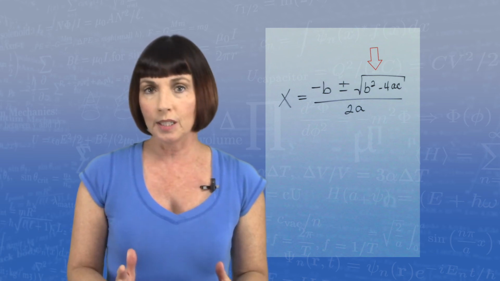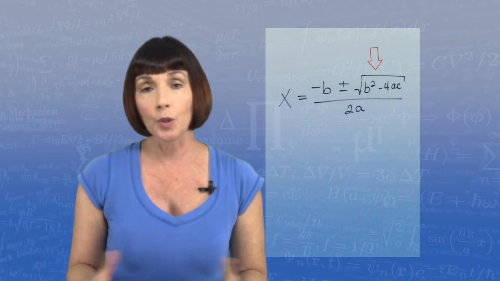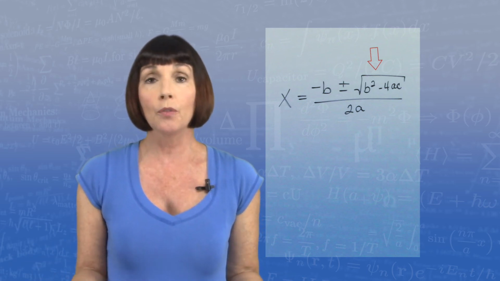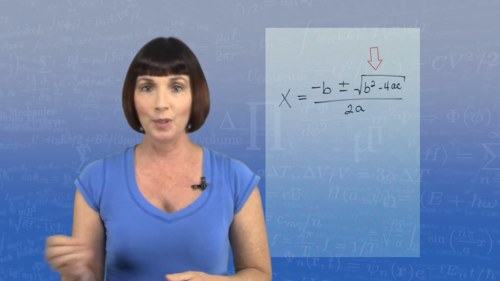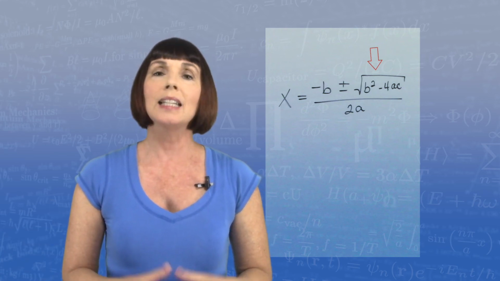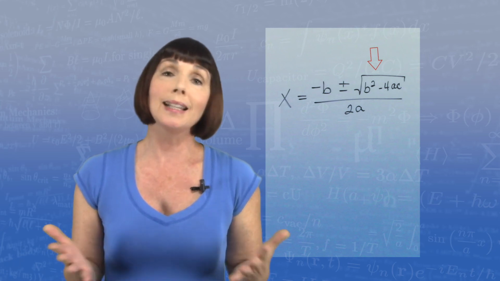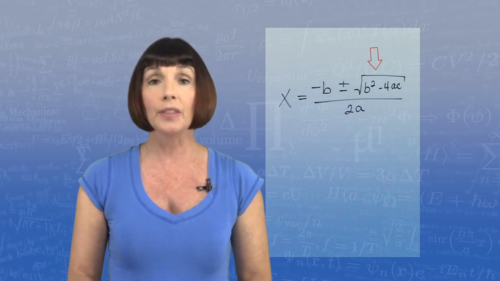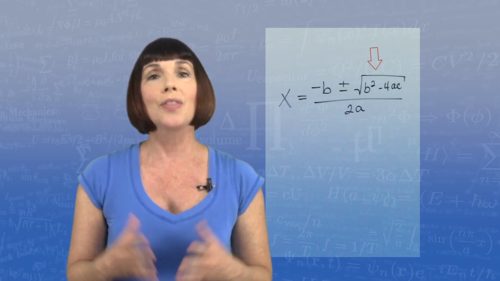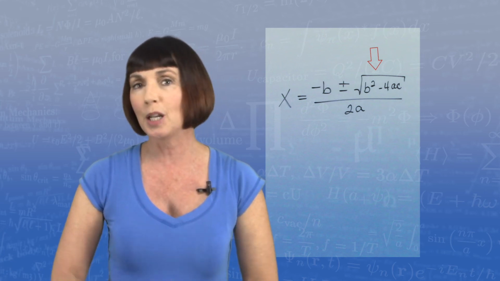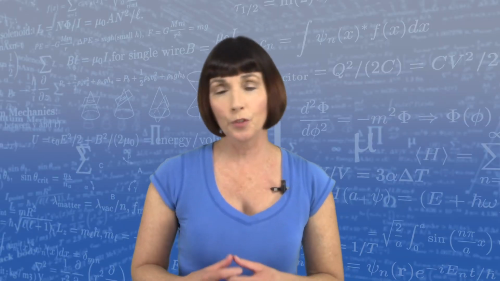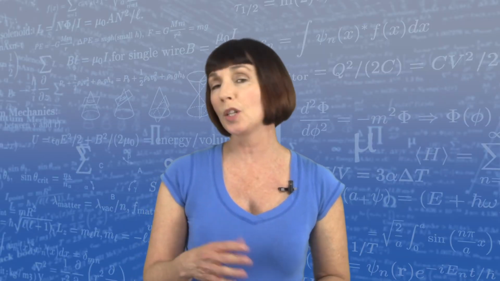If it's equal to 0, then all you're left with in the quadratic formula is minus b over 2a. That's what leads to the one duplicated real solution. And if it's less than 0, well, we can't take the square root of a negative number in the set of real numbers. So that leads us to no real solutions, and the solutions have to be complex numbers. The discriminant gives you useful information about the solutions to your quadratic equation, so don't be afraid to use it.